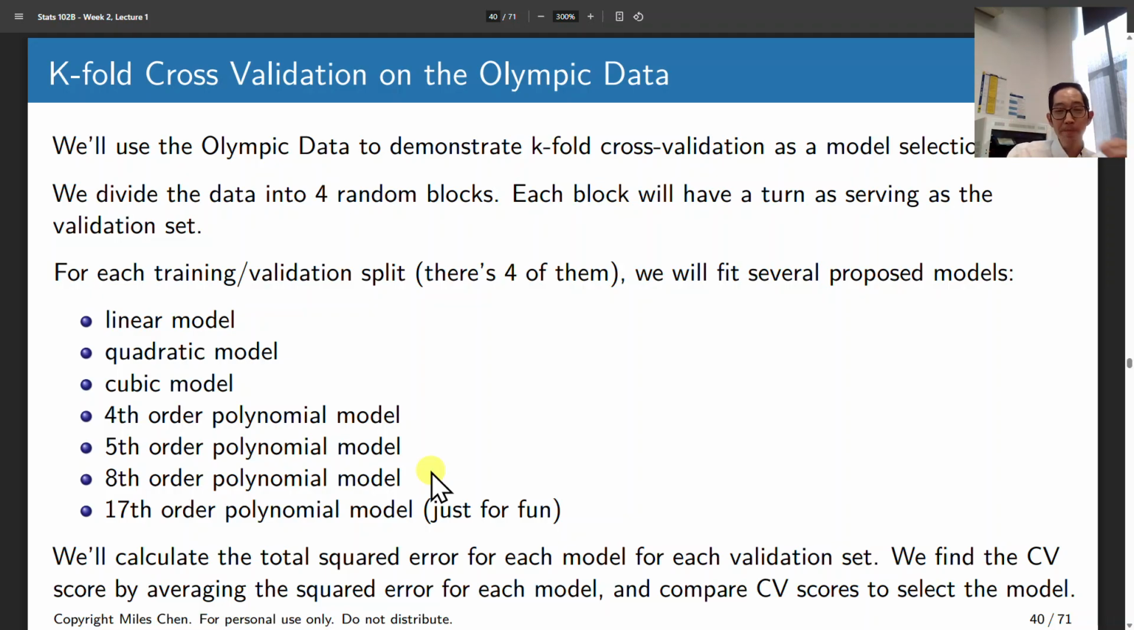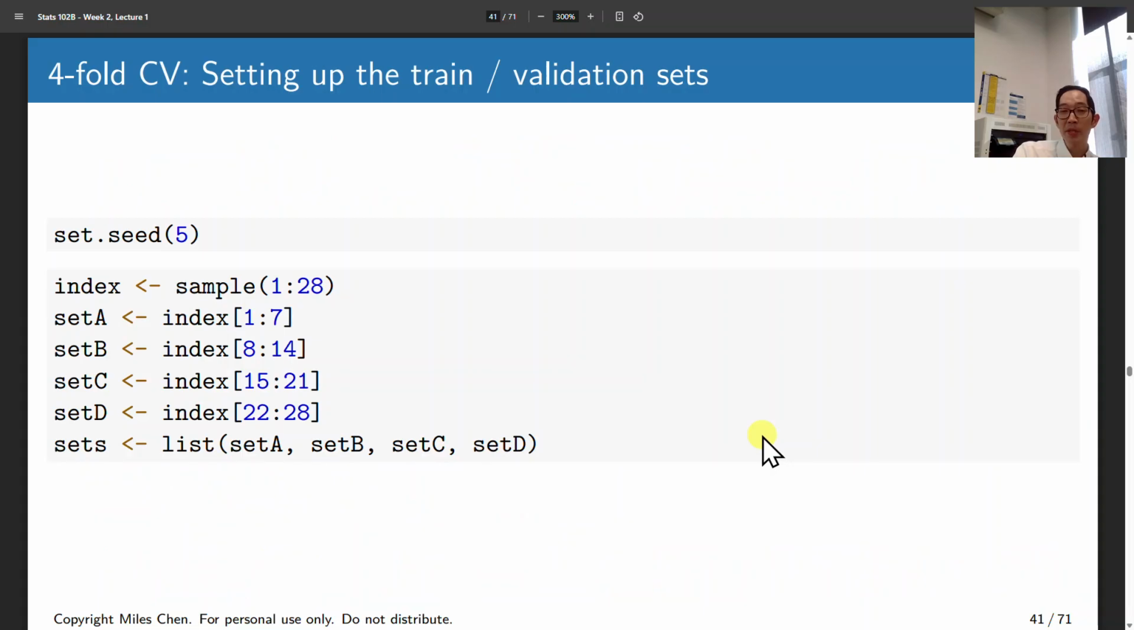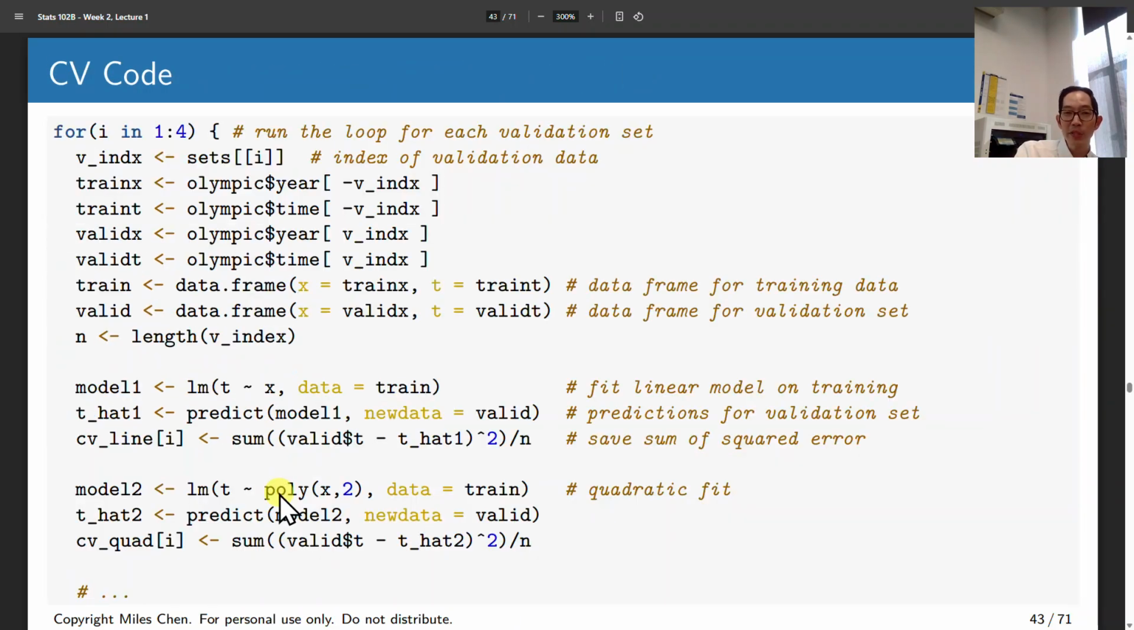And then what we'll do is calculate the total squared error for each model, for each validation set, okay? And we're going to find the cross-validation score by averaging the squared error for each model, okay? So I just shuffle up my 28 data points. I split them into 4 sets, and I'm going to keep track of all of this. And basically, this is the code that I'm using to do cross-validation, okay?